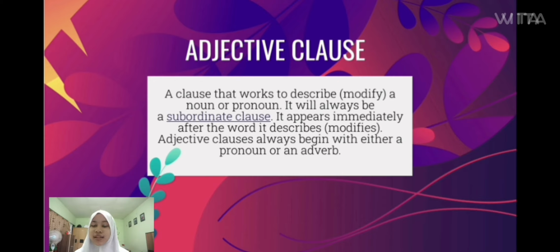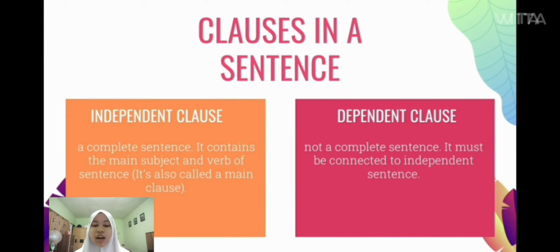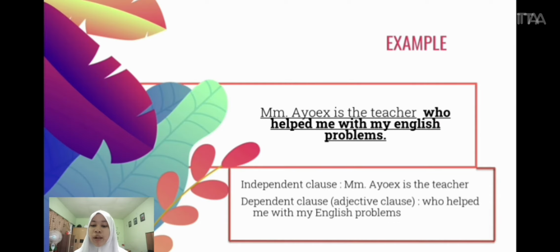And clauses in a sentence. Independent clause: a complete sentence, it contains the main subject and verb of the sentence, and it's also called a main clause. Dependent clause: not a complete sentence, it must be connected to the independent sentence. Example: Ma'am IOX is the teacher who helped me with my English problems. Independent clause is Ma'am IOX is the teacher, and dependent clause or adjective clause is who helped me with my English problems.